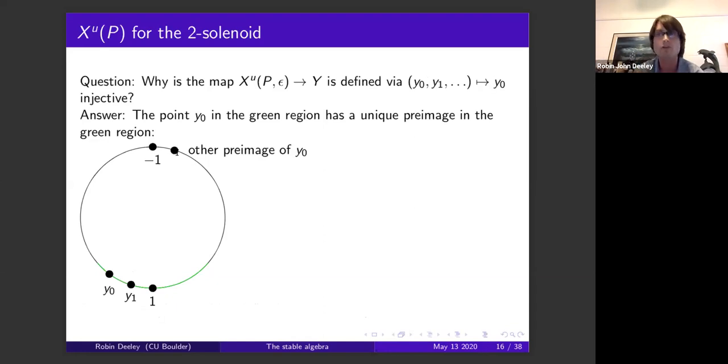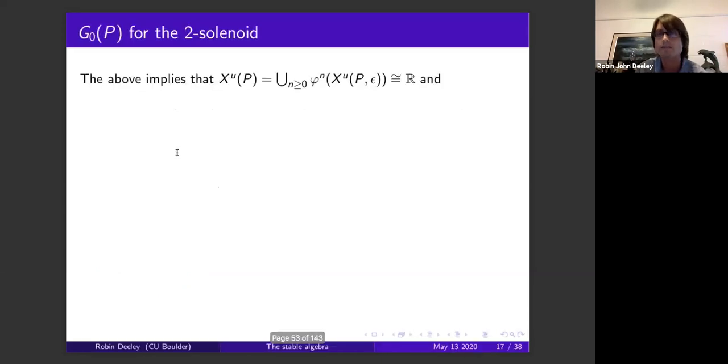And that's not going to give us a point in X^u(P, ε), in this local unstable set. It's X, right? That'll give you a point in X, but not in this local unstable set. Okay, so hopefully we are satisfied that this is actually going to give us an interval here, and then we're going to expand out and we're going to get a copy of the real line for X^u(P).